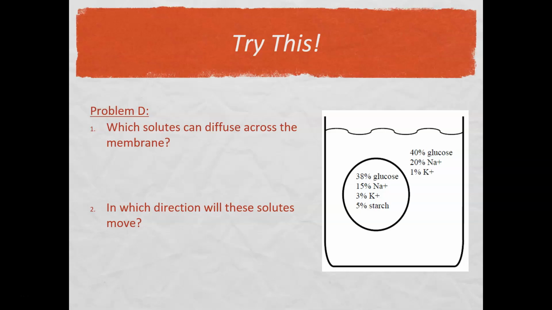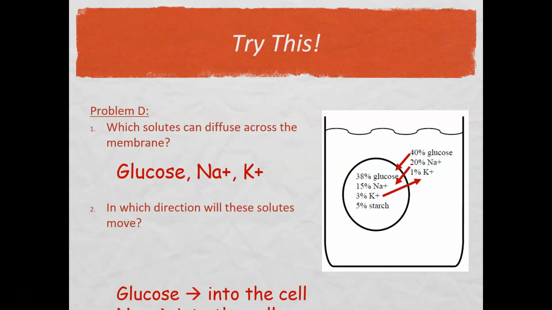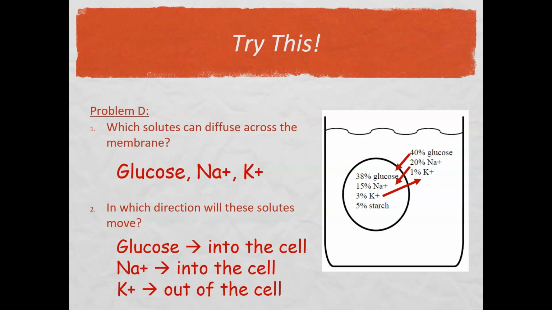All right. So when we go back to that initial set of instructions, what does it tell me? Well, it tells me that the glucose can pass, the sodium can pass, the potassium can pass, but the starch cannot. All right, so starch isn't going to move, the rest of these are, so which direction are they going to go? Well, if I take a look at the glucose, I've got 40% outside, 38% inside. It's going to go from where it's high to where it's low, even if it's not a huge number, so it's going to move in.